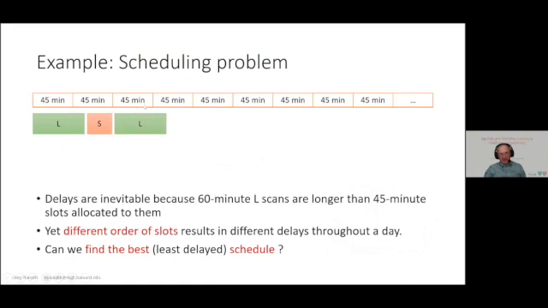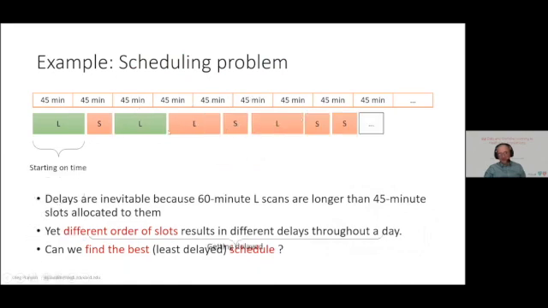So you have those 45-minute slots, and you schedule exams in some order. L stands for long, 60 minutes. S stands for short, half an hour. For example, if I put my long exam first, it takes 60 minutes. By the end of this exam, I'm already delayed by 15 minutes. So my next exam, whether it's short or long, is going to start late, and my next patient will be waiting for 15 minutes.